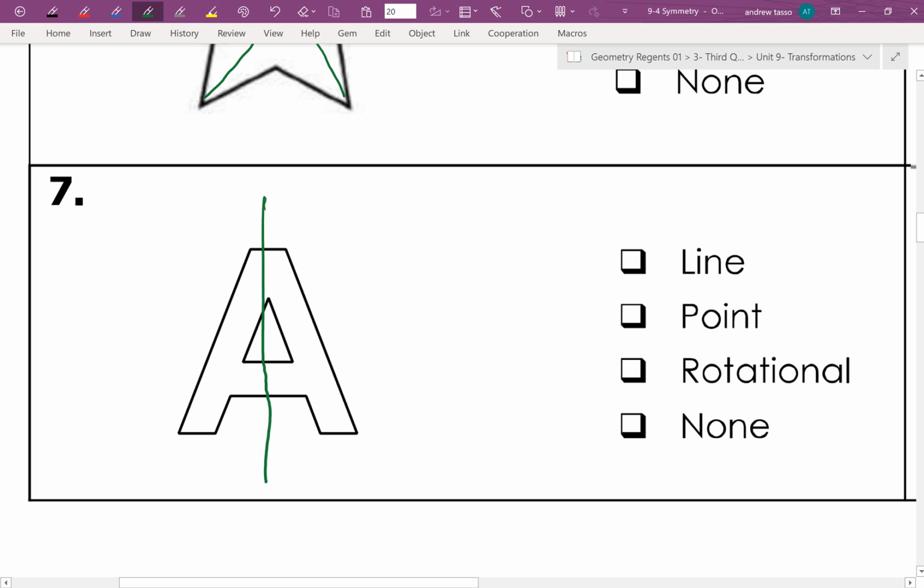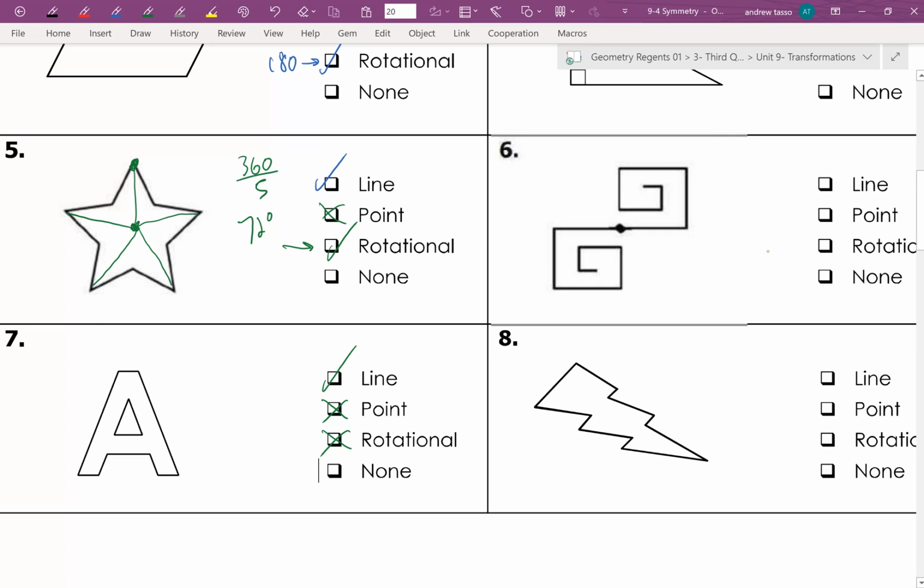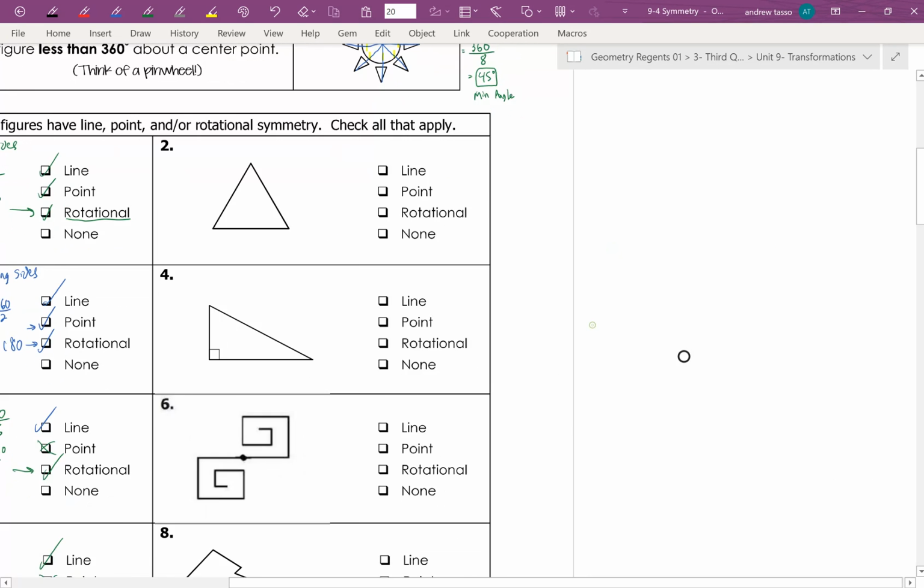And this letter A does have line symmetry down the middle. It does not have point symmetry because it does not look the same upside down. It does not have any rotational symmetry, so there's no features that repeat in a circular fashion. Okay. So now, guys, your turn to try the right-hand side, and I'll pause as you're working through those.